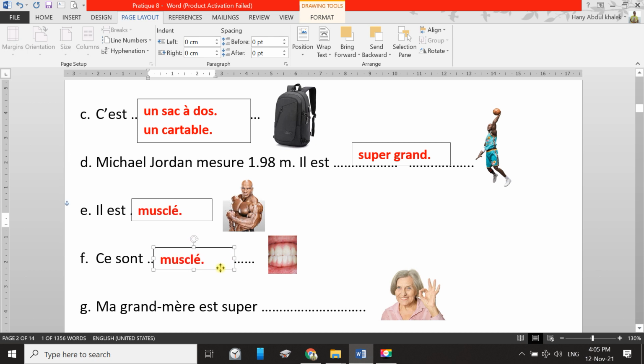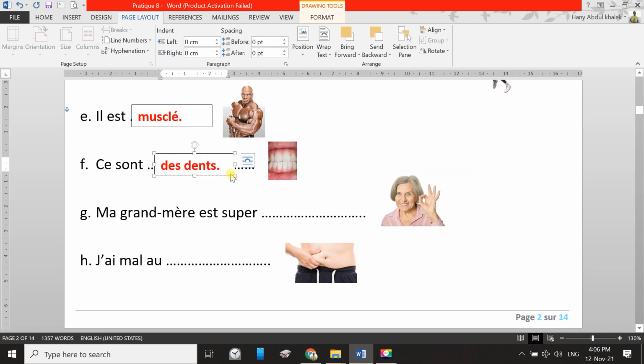So here, ce sont des dents. Sure, we're not talking here about the mouth. We are concentrating, on focalise sur les dents. So here, des dents means teeth.